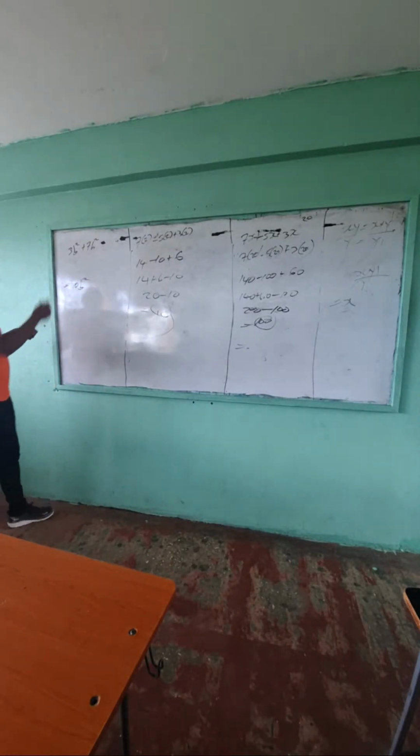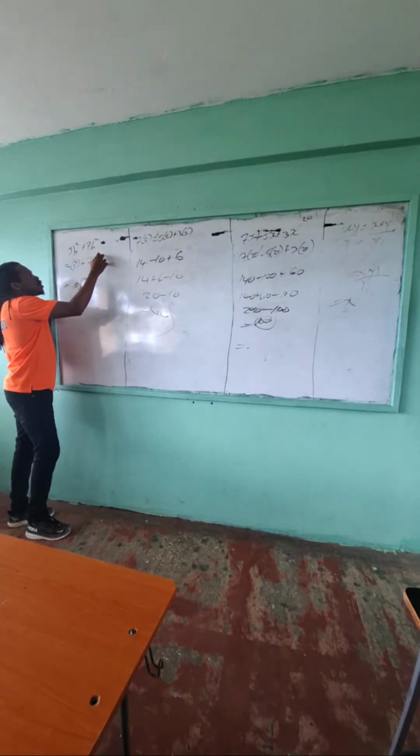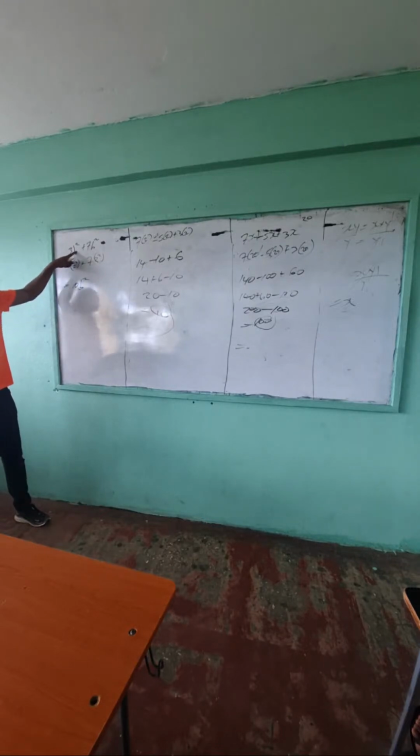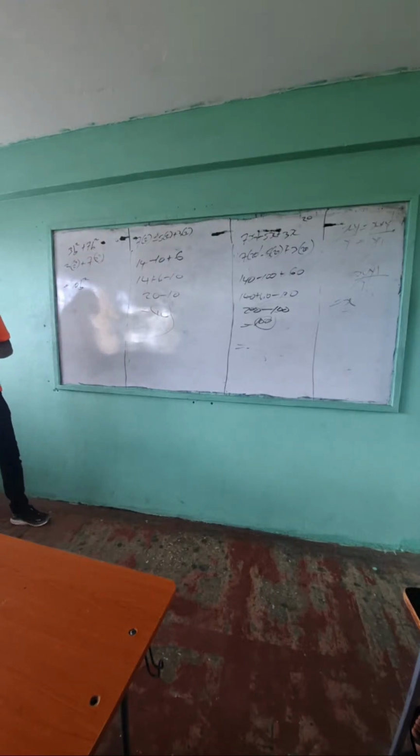Everybody see that? Because what you're saying is, if b is 2, then 3 times 2 squared plus 7 times 2 squared. That is substitution. You understand?